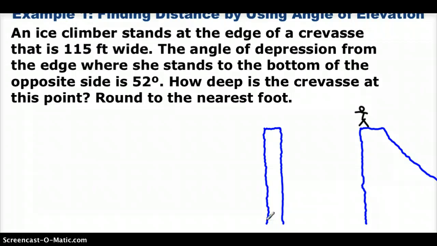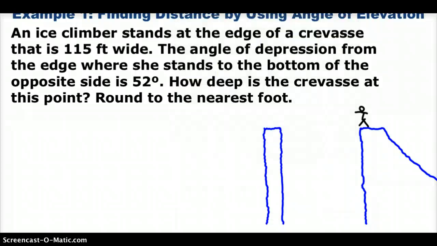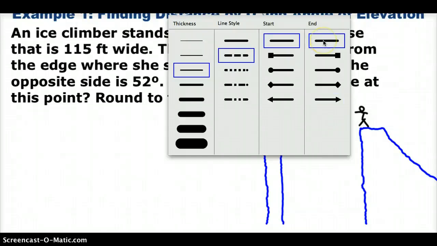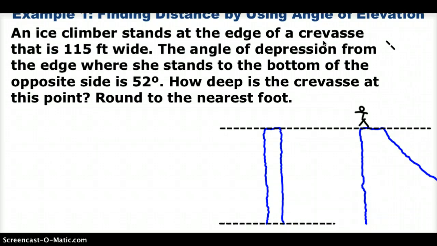So let's look back and see what we've got. This ice climber is standing at the crevice, and it is 115 feet wide. Maybe I'll draw my horizontal lines here that are parallel. Here is my first horizontal line, going right here, and it's parallel to my second horizontal line, which is right here. Those are parallel, so I'll go back to my pen tool and say that these are parallel. I think it's very important to understand that these lines are parallel.